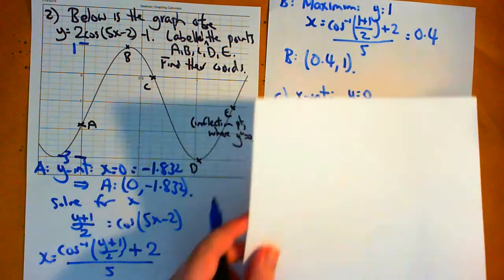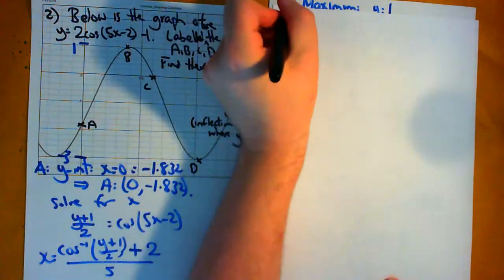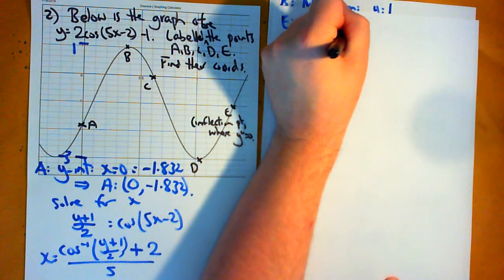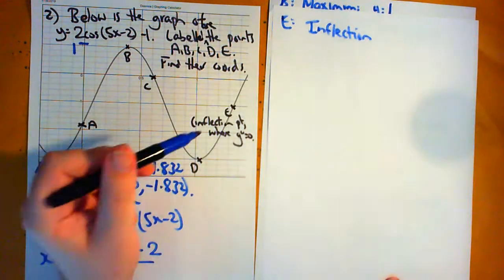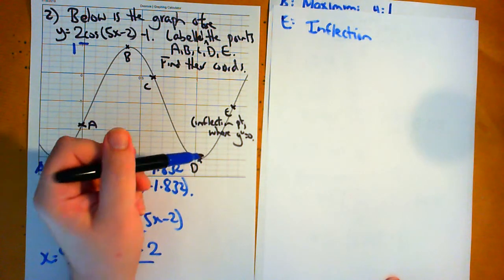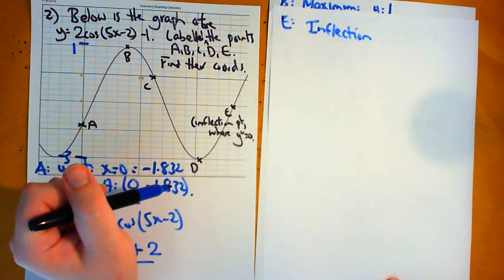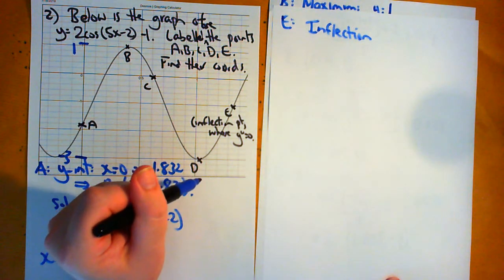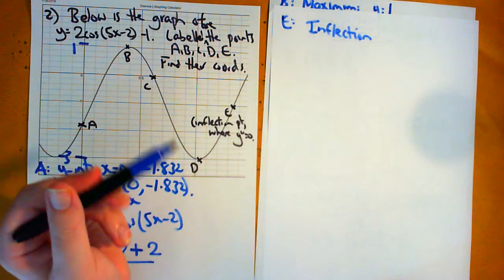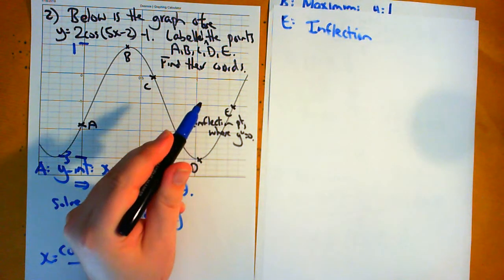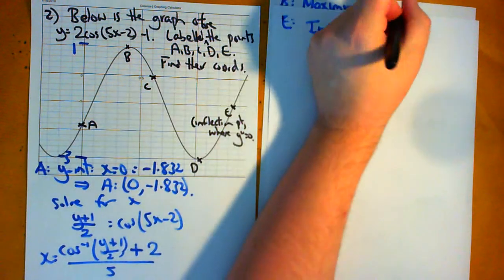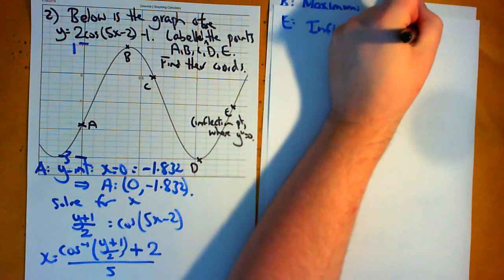All that remains now is to find the coordinates of the last point, which is the inflection point. So E is an inflection point, and an inflection point is always exactly halfway between the y coordinate of the minimum and the y coordinate of the maximum. So exactly halfway between negative 3 and 1, which is, to get halfway between two numbers, we can add them and divide by 2. So we have minus 3 plus 1, which is minus 2. Divide that by 2 and we get minus 1. So the inflection is at y equals negative 1.